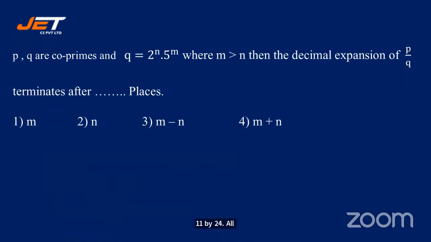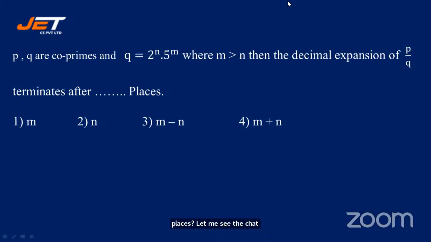P comma Q are co-primes and Q is equal to 2 power n into 5 power m, where m is greater than n. Then the decimal expansion of P by Q terminates after how many places? Is it m places, n places, m minus n places, or m plus n places? Let me see the chat box. How many are able to give me the right answer?